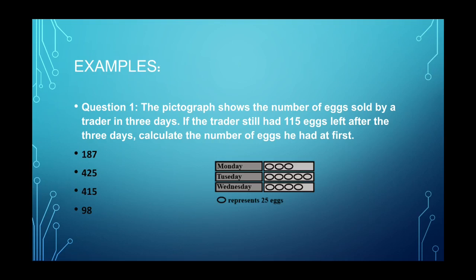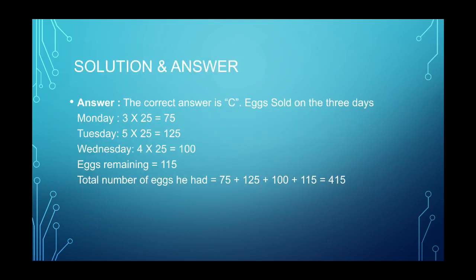So we just need to add up all the given numbers so that we could come up with the answer for this question. So you just need to add up 75, 125, 100, and the given remaining eggs, which is 115. So you will get a total of 415. So that is the answer. And here is the solution for the situation for the first question.